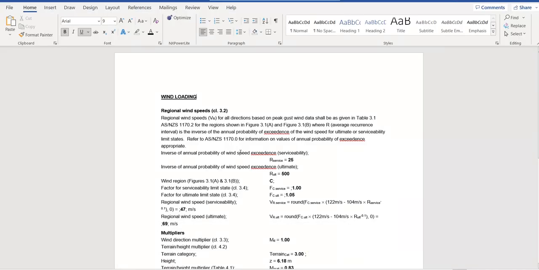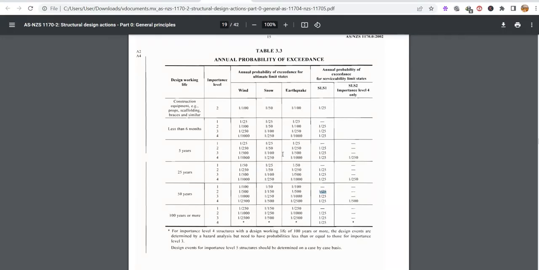inverse annual probability of wind exceedance R is equal to 25, and the inverse of annual probability of wind ultimate limit states is R equal to 500. Remember, the word is inverse annual probability. Here the table gives you only the annual probability. So the inverse annual probability is 500 because the table gives you 1 out of 500. So the inverse of 1 out of 500 is 500, and the inverse of 1 out of 25 is 25. It gives me here.